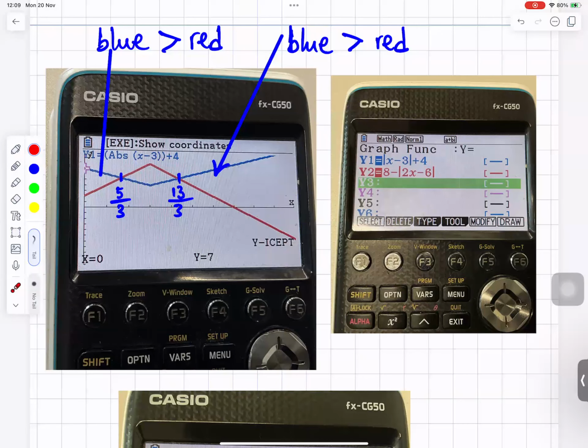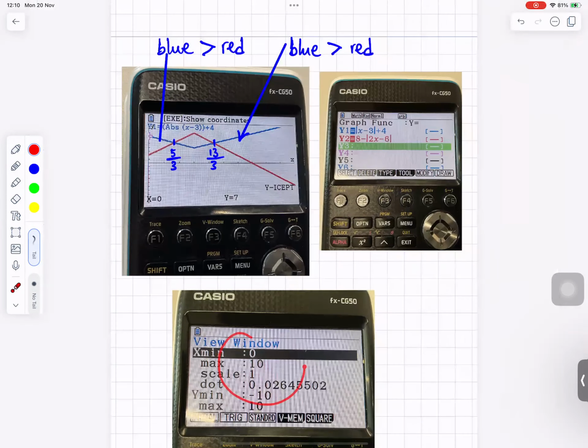On the graphics calculator, if you draw the two graphs, one in red, one in blue, you can see where they meet, 5 over 3 and 13 over 3. And then you can see where the blue graph is above the red. In the beginning, up to where 5 over 3 is, the blue graph is above the red. On this other end, the blue graph is above the red. So you know it's greater than 13 over 3 and less than 5 over 3. That's how I put it in the calculator. You draw the graph using that scale on the axis, and you can see where the blue one is above the red.